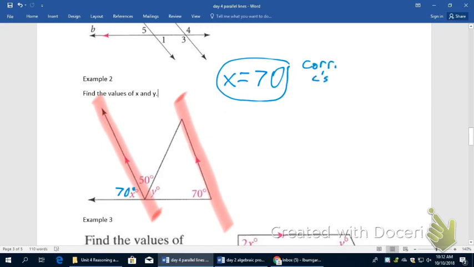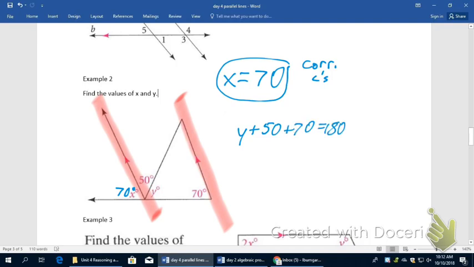And you can see that I went ahead and wrote that information in right here just to help me with the rest of the problem. Now, that finishes it for x. For y, I could actually think of it two different ways. I could say y and 50 and 70 are making a line, and that's going to be 180 degrees.